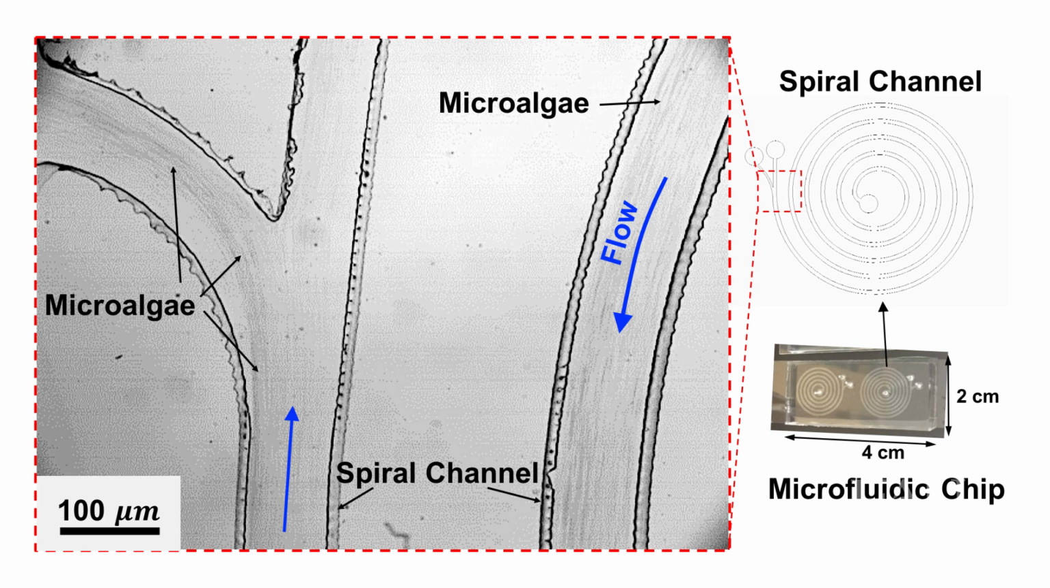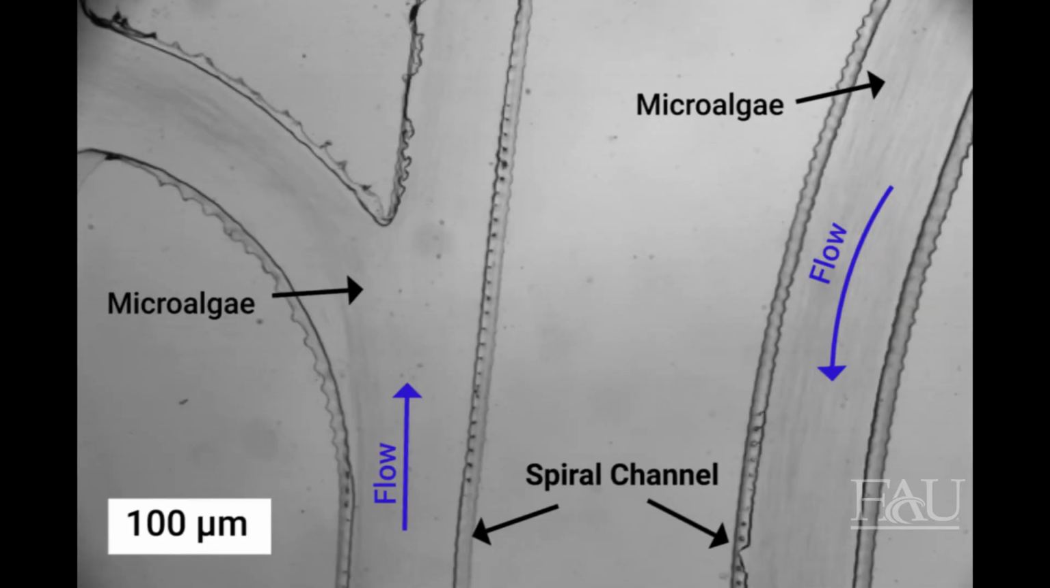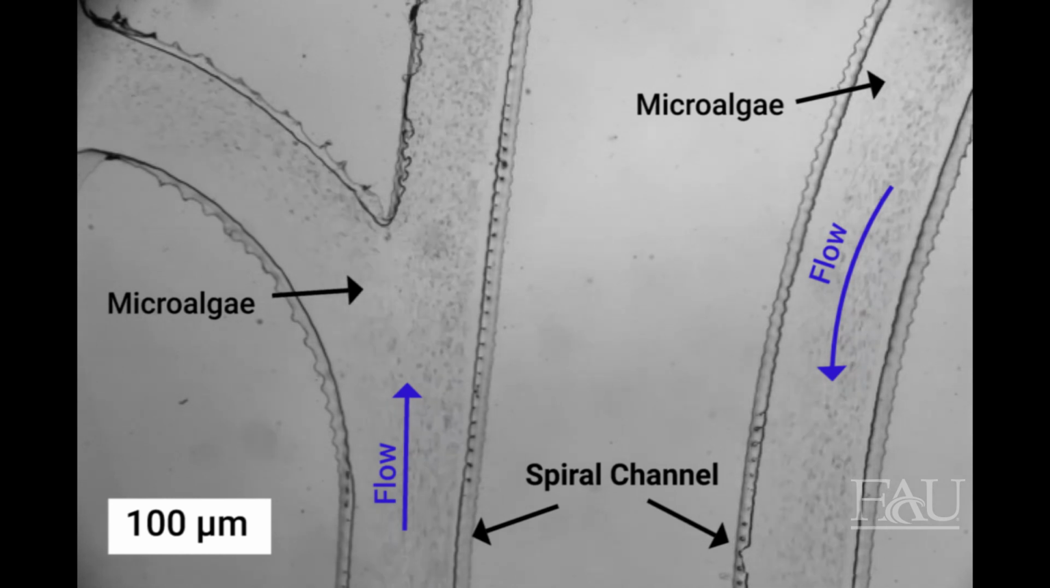If you have a denser material and you spin it around, then the denser material will go toward the outer channel wall, and a lighter substance will go toward the inner channel. Microalgae is a little denser than water. That means if you have a spiral channel, at the end of the channel we have a kind of fork. So the denser one will go outer, and the lighter one will go inner.